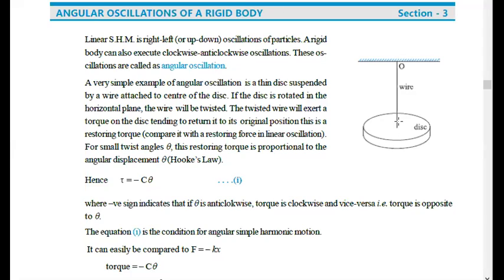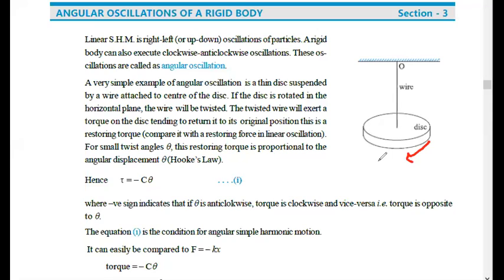Suppose we have a wire and a disc. This is a rigid wire with a rigid disc. If you try to rotate it like this, what will happen? Think about it. Try to imagine. If it is a rigid wire and you try to rotate it, what will happen? There will be torsional strain. Very good. Obviously the theta is very less.